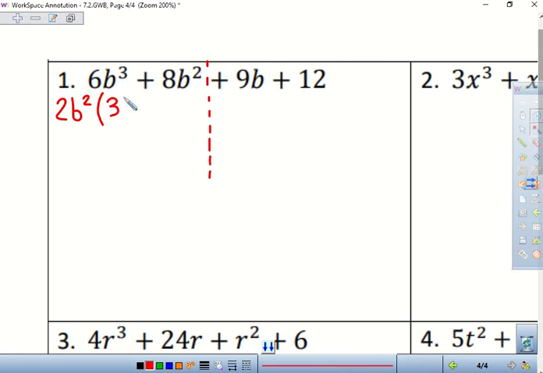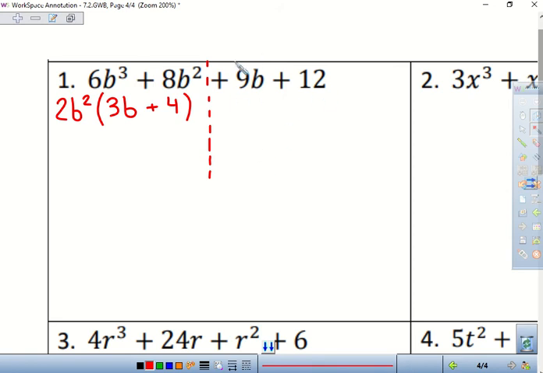And then how many b's are left on the first term? 1. And then what's left here? What's 8 divided by 2? 4. Good. So we factor out 2b squared, which leaves us with times 3b plus 4.